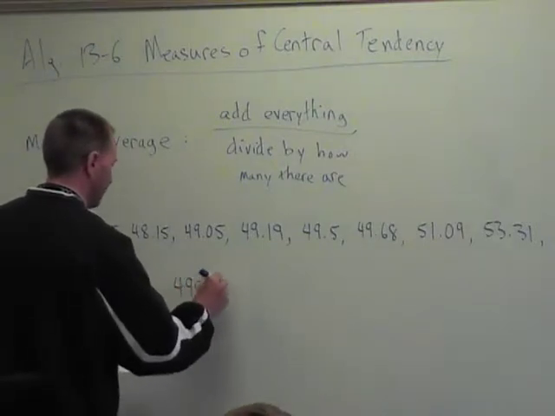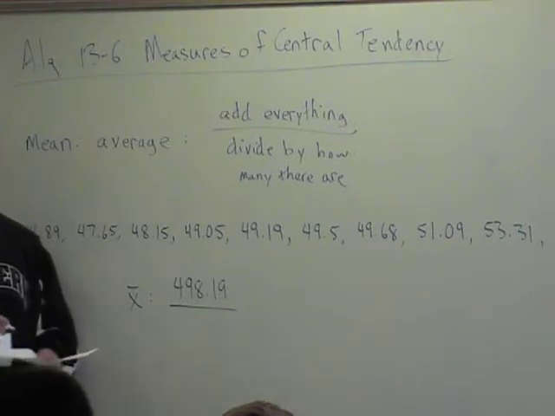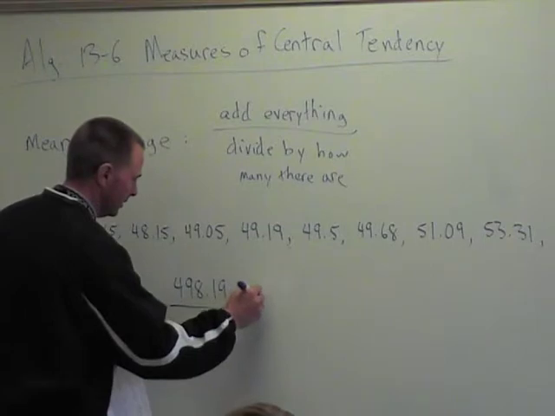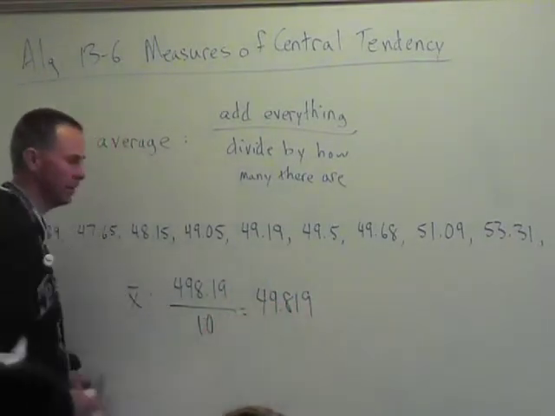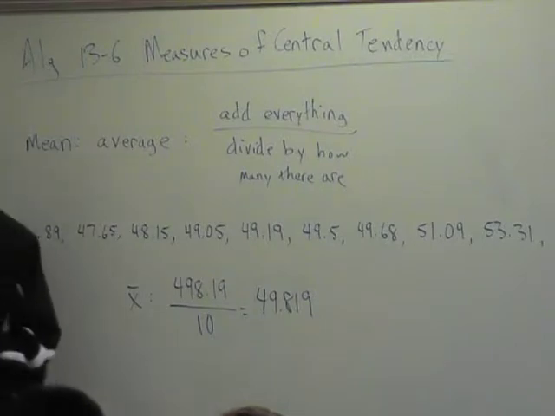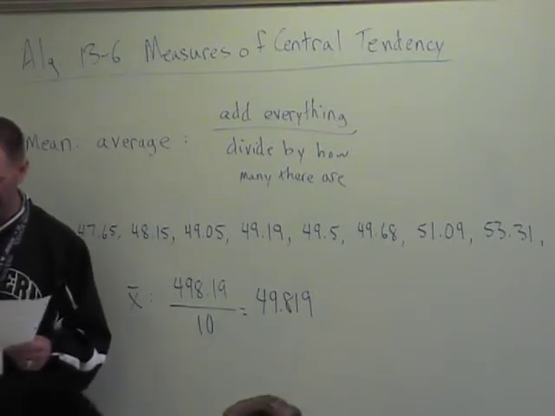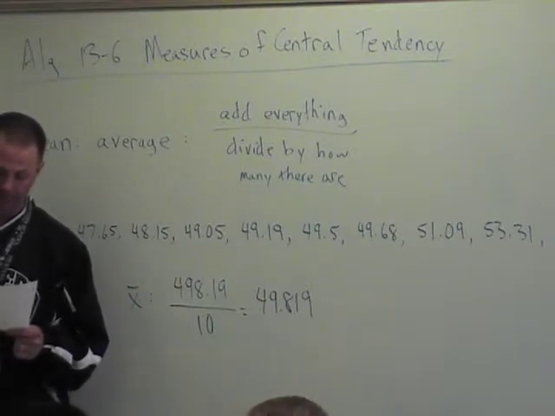So what did you get when you added them all together? 498.19. Yep, that's what I got. And you divide that by how many there are. How many are there? 10. And what does that get you? 49.819. All it does, when you divide by 10, it moves your decimal to the left. All right, so that's your average. If it says to round it to something, then round it to that position.